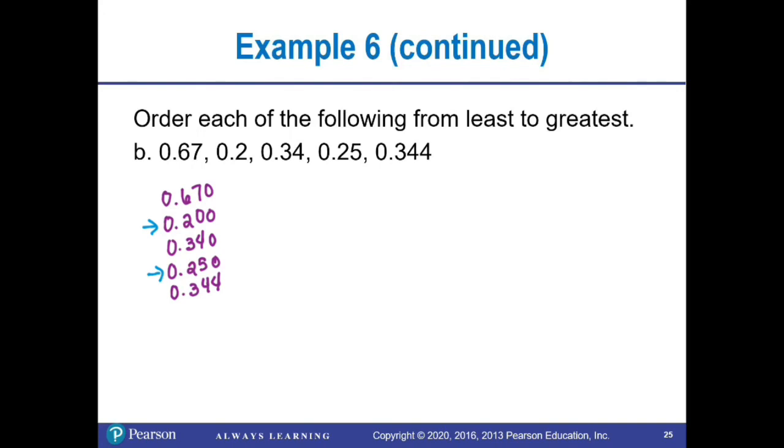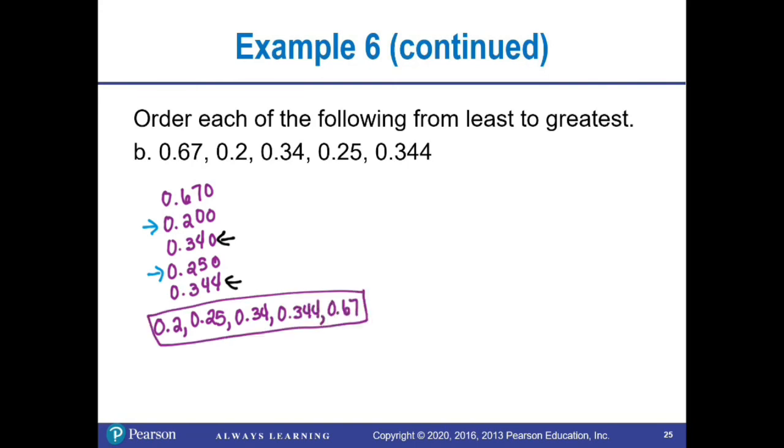0.200 has a 0 in the hundreds place. That is smaller than 0.25 in that hundreds place. So 0.2 is the smallest, then 0.25. Now next, the 3 in the tens place would be the next smallest in the list. So I'm going to compare these two numbers that have the 3 in the tens place. They both have a 4 in the hundreds place, but in the thousands place, that 0 is smaller than the 4. So 0.34 would be next, and then 0.344, and finally 0.67.